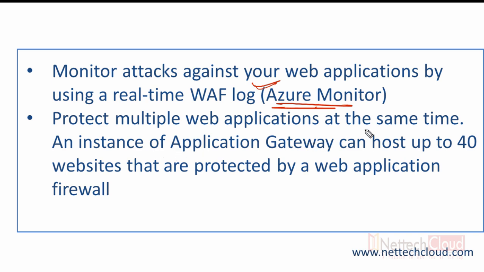Protect multiple web applications at the same time. An instance of Application Gateway can host up to 40 websites that are protected by your WAF. So multi-site hosting is supported by even the Application Gateway load balancer. We can host multiple websites using the same IP and same port number, but obviously different domain names, as we do in F5 WAF or on any server.